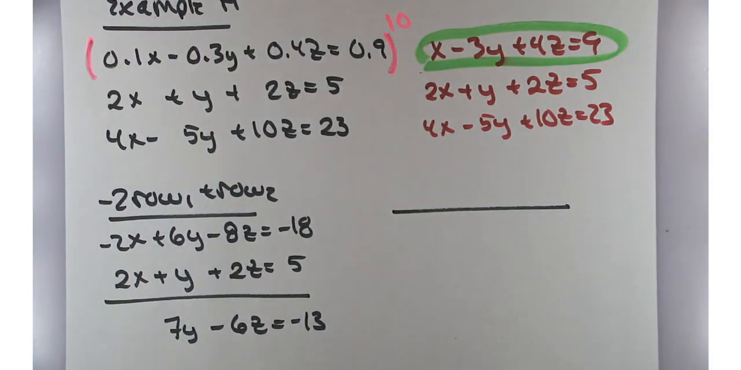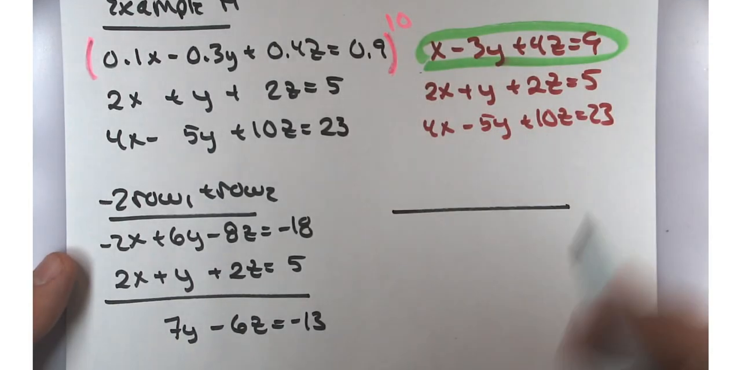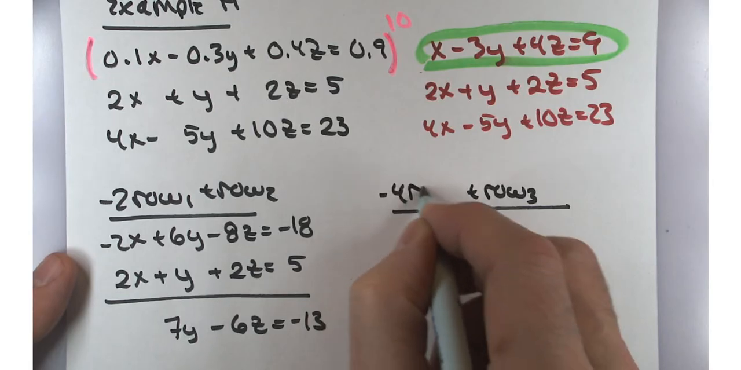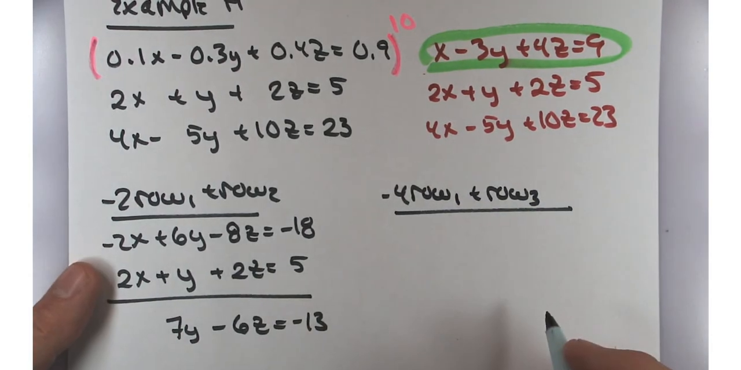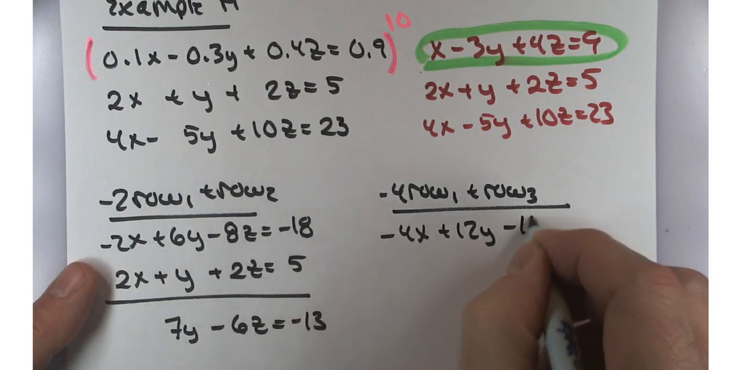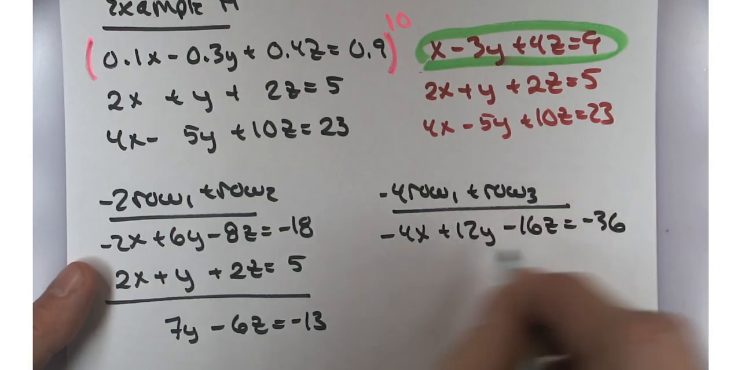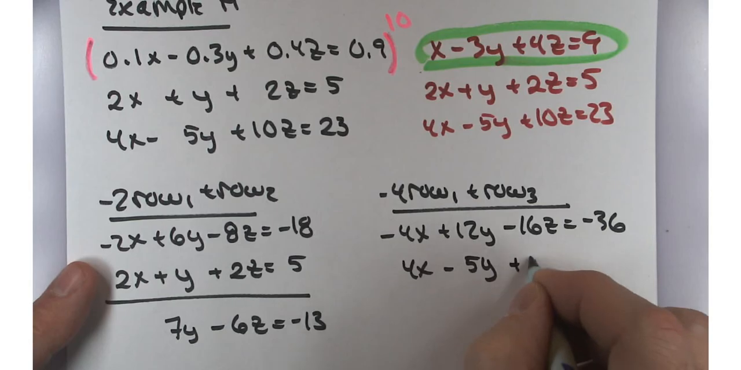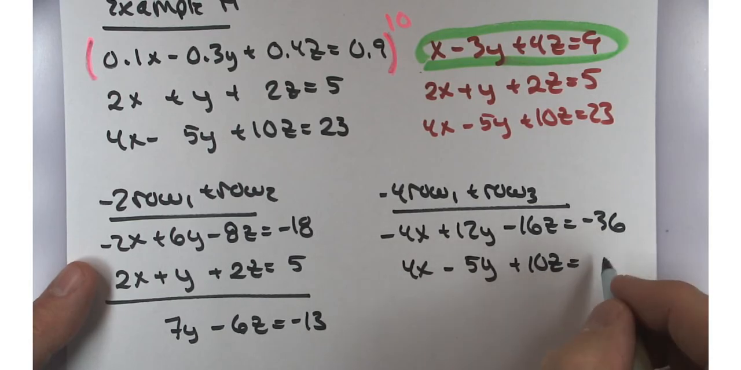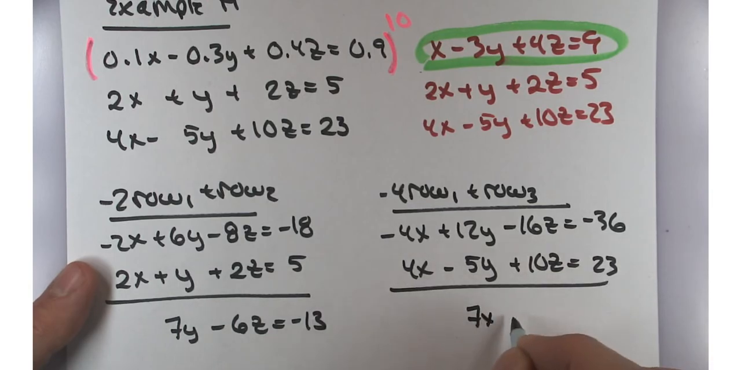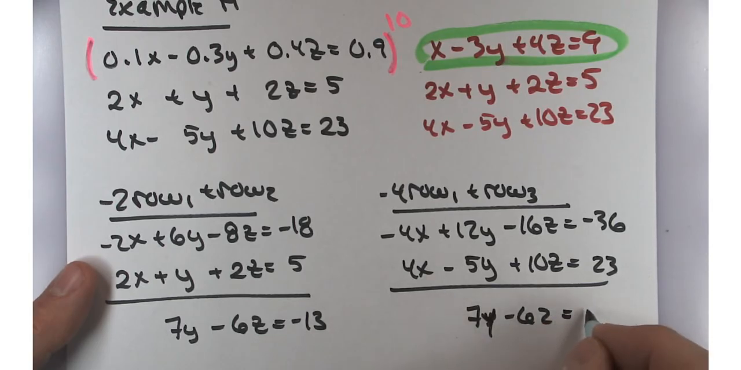Iris, what do I have to do to get rid of the x from that third equation? Perfect. Thank you. So negative 4 times row 1 is going to be negative 4x plus 12y minus 16z equals negative 36. Add that to 4x minus 5y plus 10z equals 23. This time I get 7y minus 6z equals negative 13.